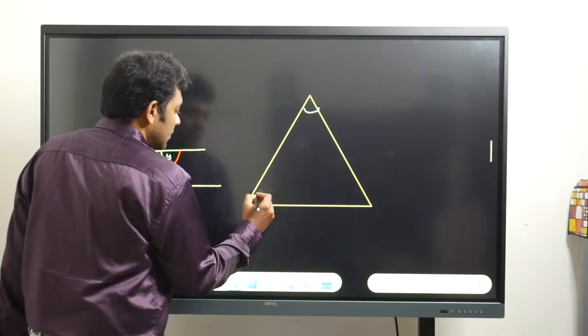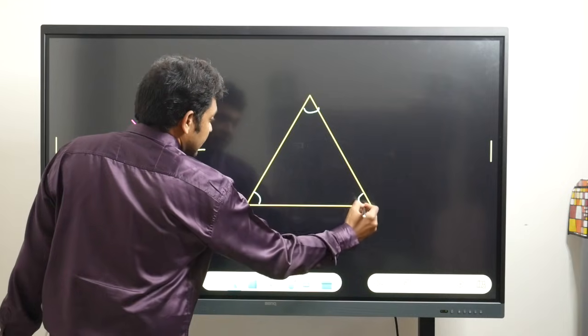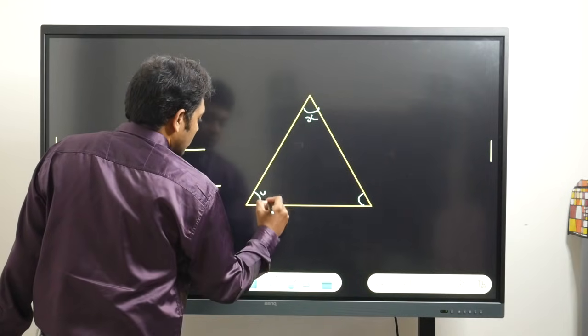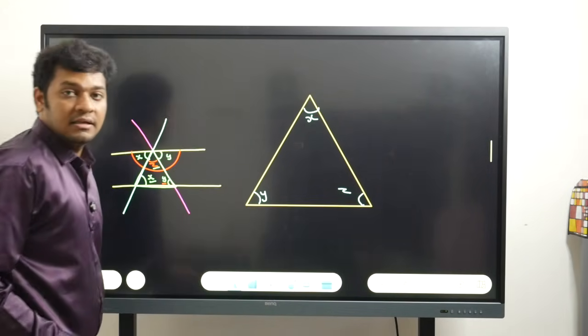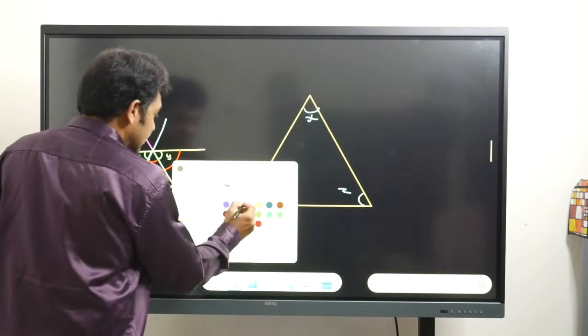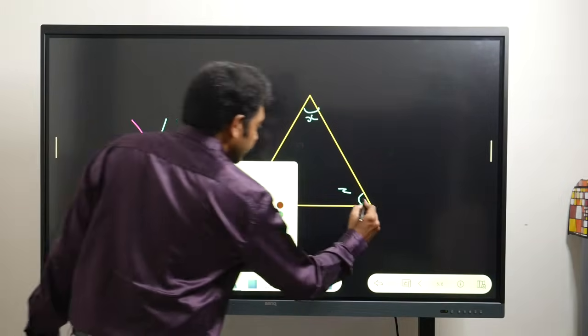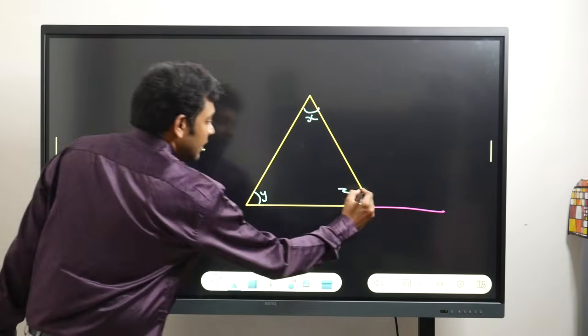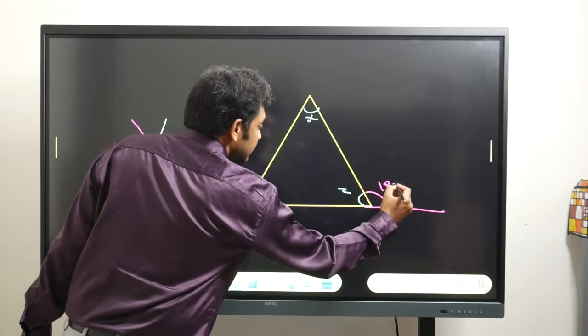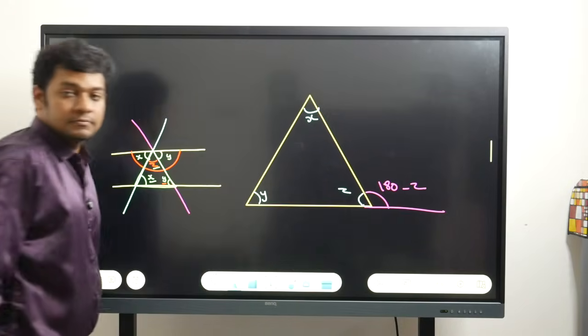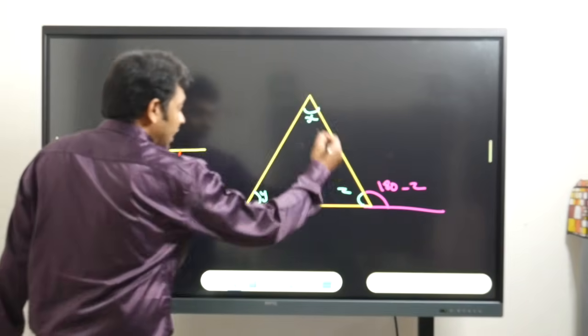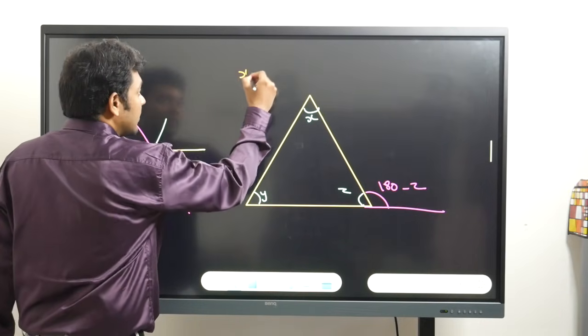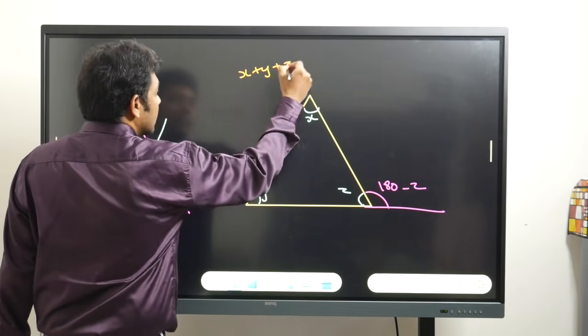So in this triangle, let me have these three angles, say x, y and z. I am extending this side, and let me say this angle will be 180 minus z. So I know in this triangle x plus y plus z will be 180.